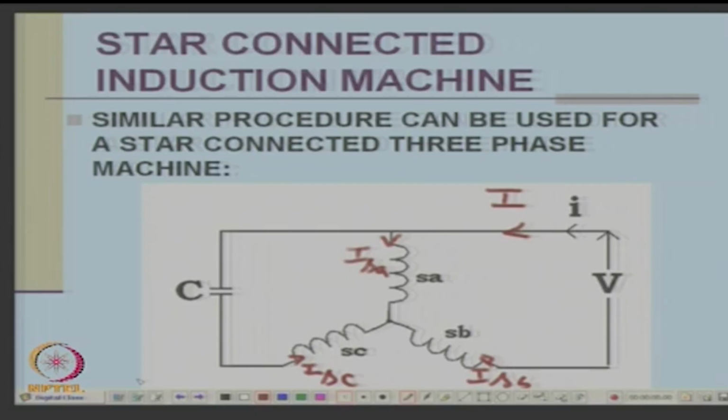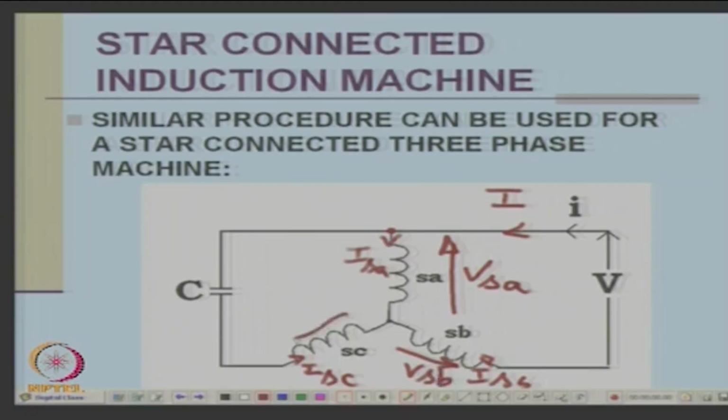What will be the direction of voltages? Where should I put the arrow, top or bottom? Top. That is important, because this will be VSA. This is where the current is entering. If it is generating, this current direction will reverse as the voltage. Similarly you write VSB and you write VSC, and this will be minus JXC. Okay.